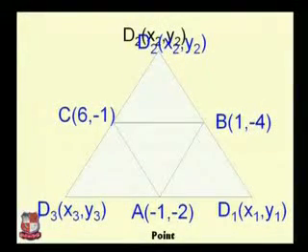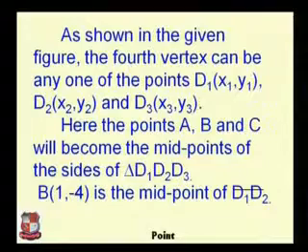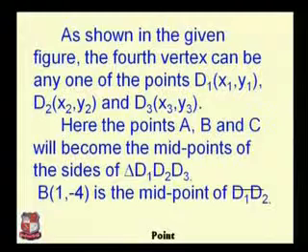We can easily understand. A is the midpoint of D1D3, C is the midpoint of D2D3, and B is the midpoint of D1D2. As shown in the given figure, the fourth vertex can be any one of the points D1(x1, y1), D2(x2, y2) and D3(x3, y3). Here the points A, B, C will become the midpoints of the sides of triangle D1D2D3.